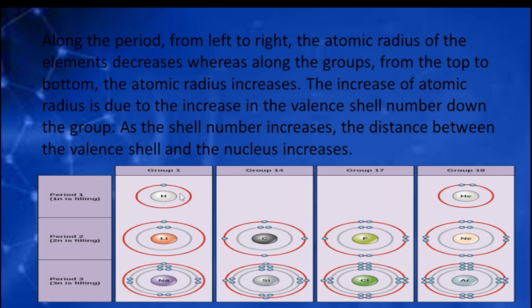This is the nucleus, this is the valence shell. The distance from the nucleus to the valence shell also increases. Here only 2 shells, here 3 shells, here 4 shells. So the distance between the valence shell and the nucleus increases.